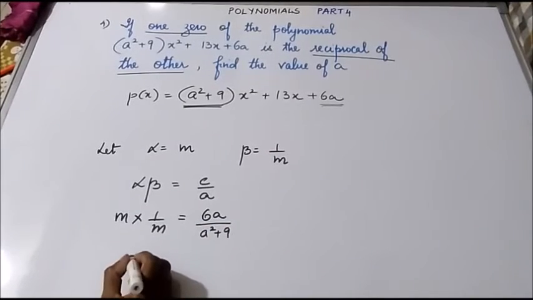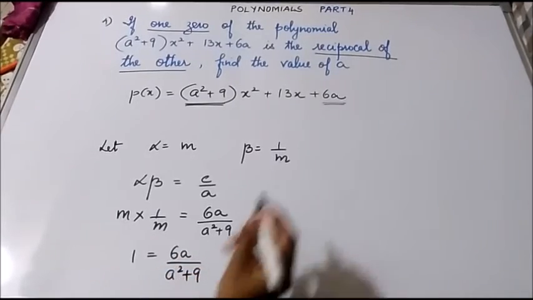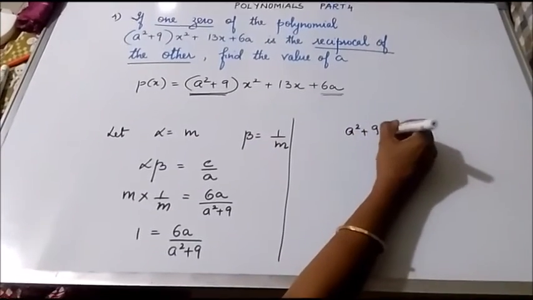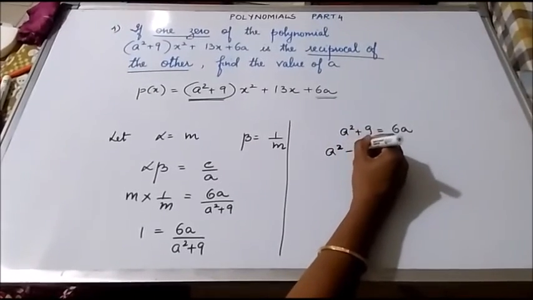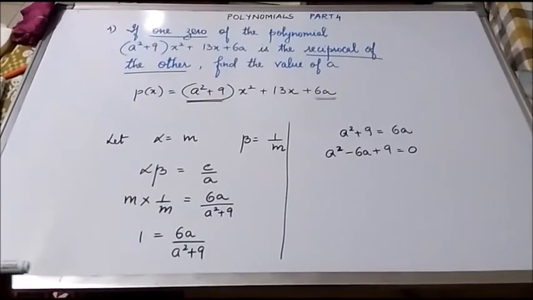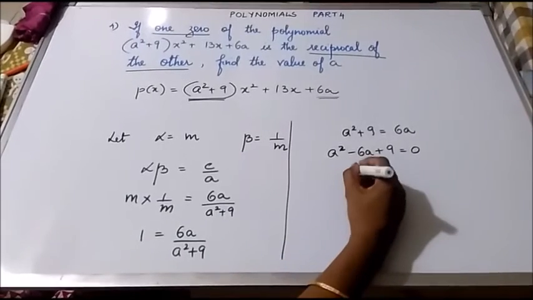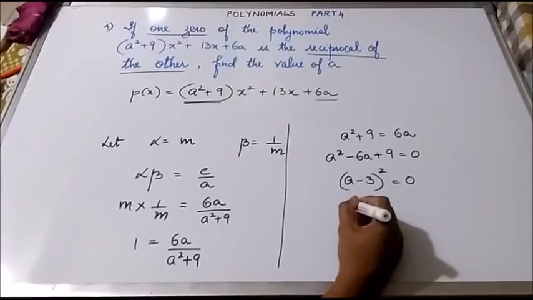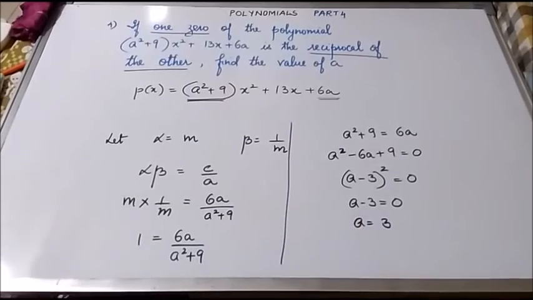So what will this give me? m and m will cancel, giving me 1 is equal to 6a upon a square plus 9. You cross multiply, and you will get a square plus 9 is equal to 6a. Get 6a to the other side. What do we see? We see a quadratic equation. We can factorize it by using the identity a square minus 2ab plus b square. So here we will get (a minus 3) the whole square is equal to 0. That implies a minus 3 is equal to 0, so a is equal to 3.